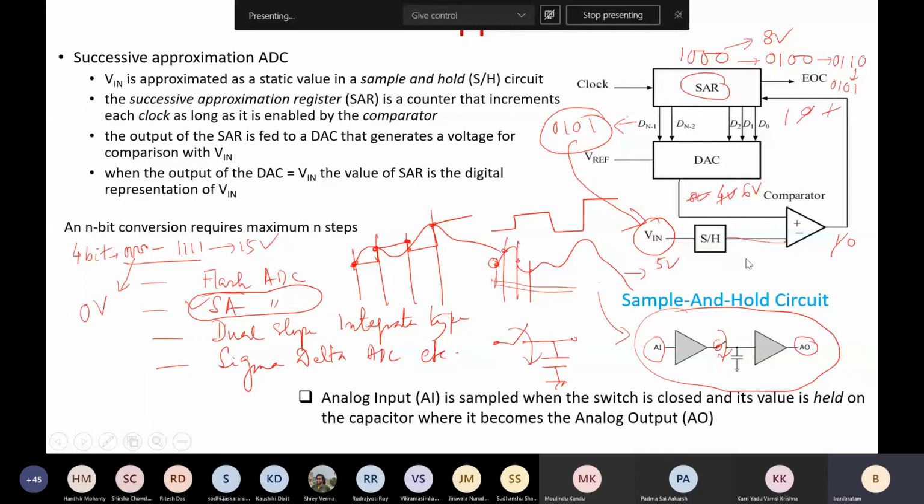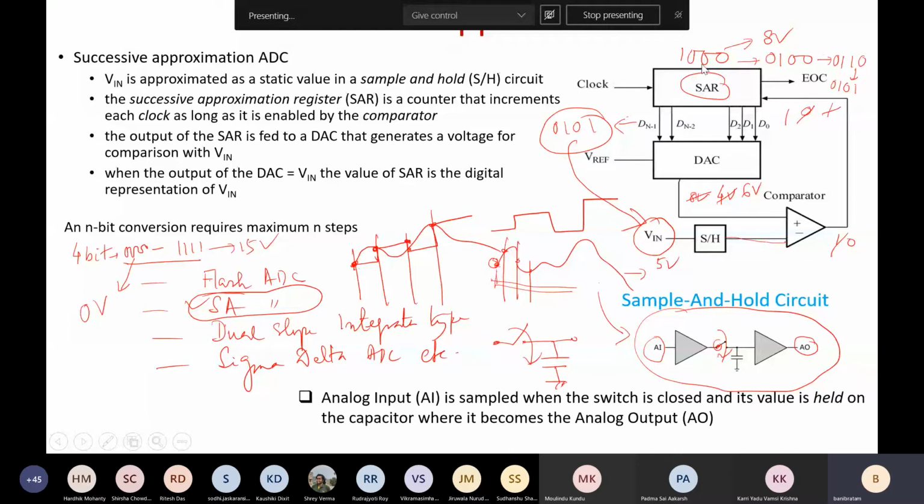So this 8 volt and 5 volt will be compared here. It will see 8 and 5. If you compare, 8, that is the positive input, is more than the negative input. So here logic high or 1 will be the comparator output. When the comparator output is 1, it means that whatever predefined value is set over here, that value is more than my analog signal. So it has to decrease.